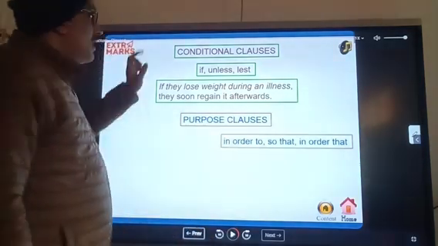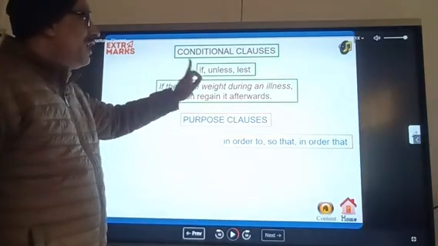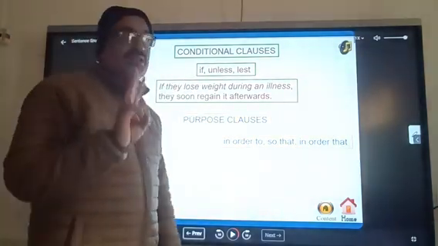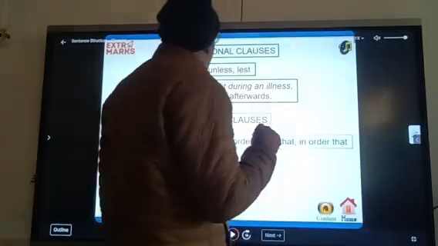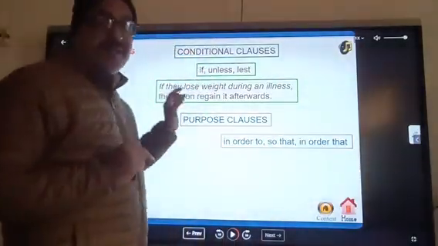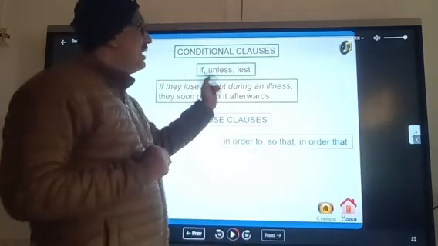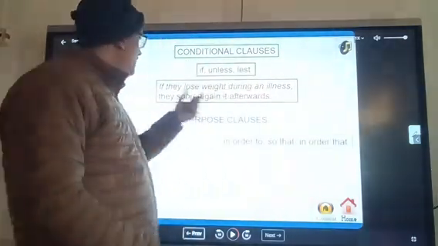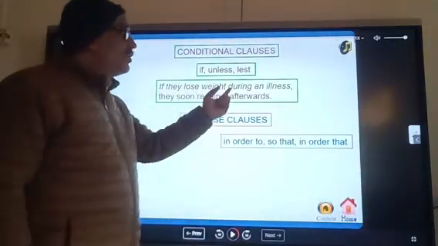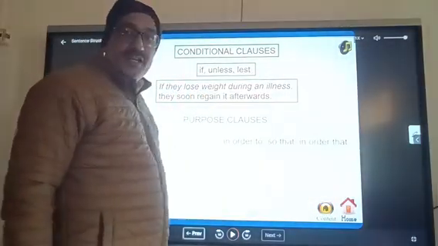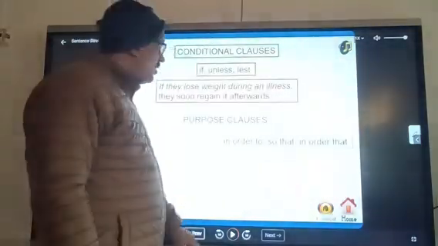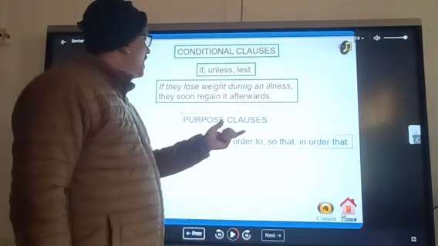Conditional clauses: if, unless, and lest. There are three words mostly used, and provided that is also used here. If, unless, provided that, lest. If they lose weight during an illness, they soon regain it afterward. This is a conditional clause.